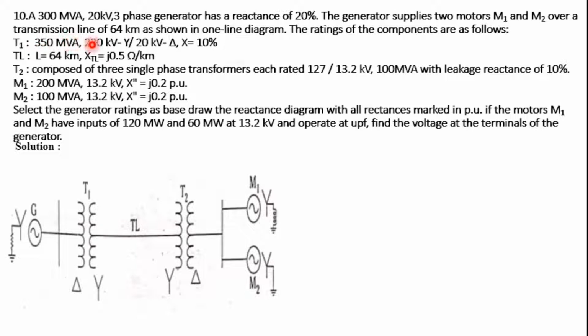Transformer T1: 350 MVA, 230 kV on the star side, the high voltage side, and 20 kV on the delta side, X is 10%. The transmission line is 64 km.